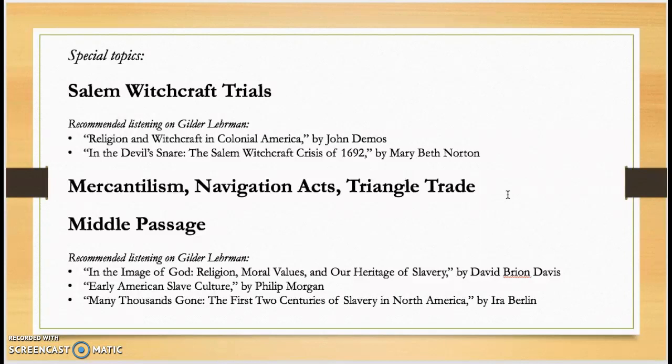Triangle trade is going to develop in response to British mercantilist policies. As part of triangle trade, slaves were shipped from Africa to the West Indies and North America in exchange for sugar, rum, and raw materials. This path of slaves was known as the Middle Passage. Manufactured goods, of course, then flow from Britain out to the colonies.